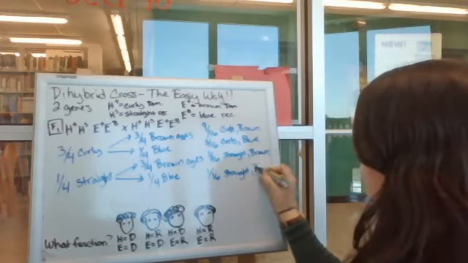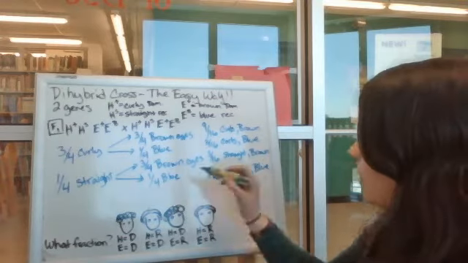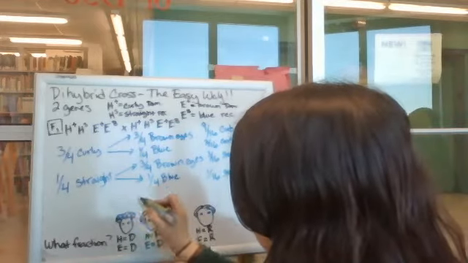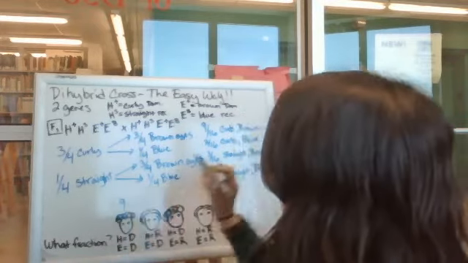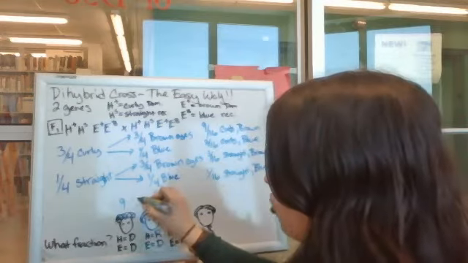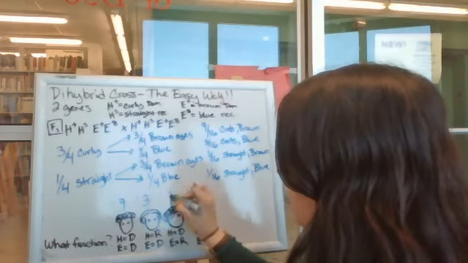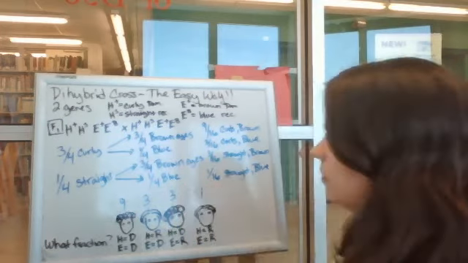And then you can just plug these into here. So 9/16, or you could do, well, I have the fractions up here, so I'll write the ratios in here. So the ratio is 9 to 3 to 3 to 1.